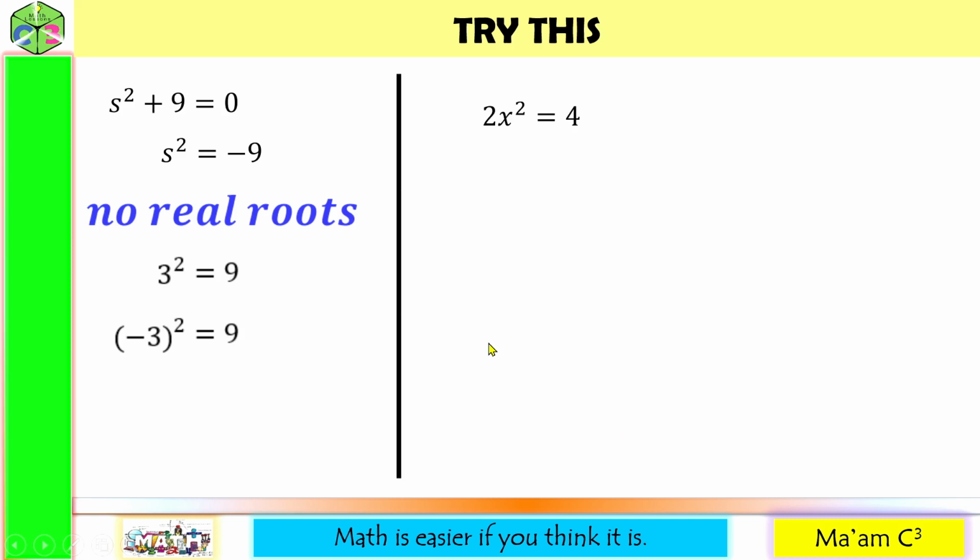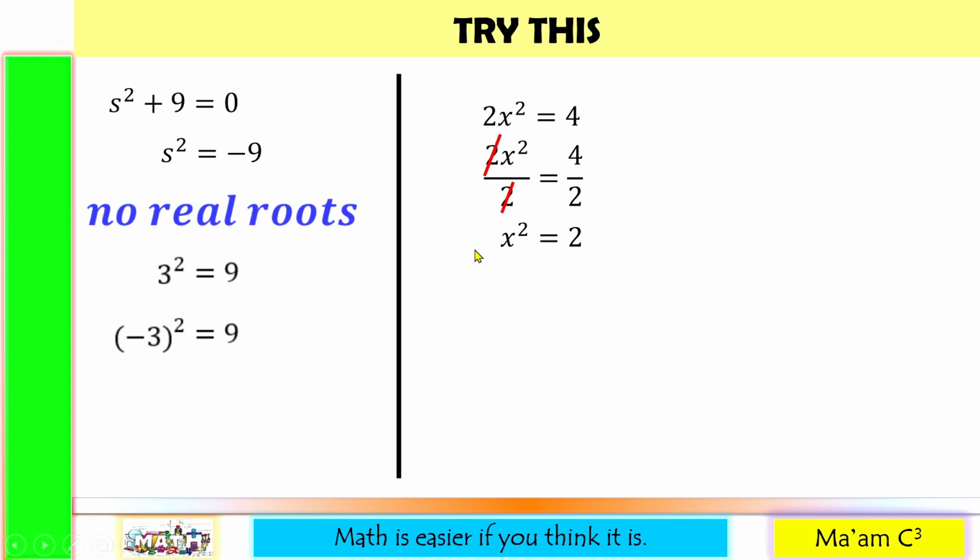Another one, we have 2x squared is equal to 4. Notice here that our x squared has a numerical coefficient other than 1. So we have to eliminate this 2 here. And to do that, we are going to divide both sides by 2. So this 2 will cancel out, leaving us x squared. And then 4 divided by 2 is 2.